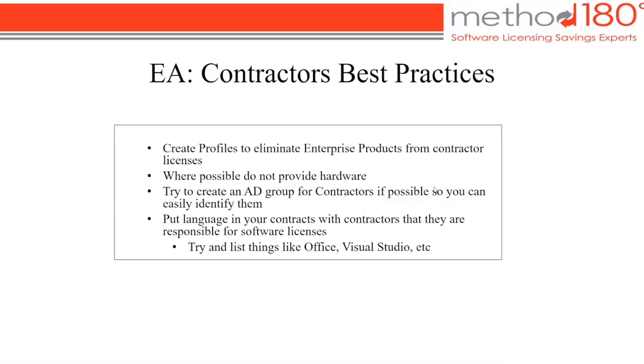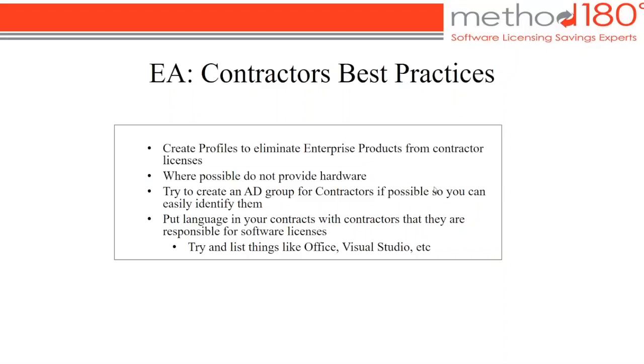And I talked about some of these, these are sort of what we'll say are the best practices: create profiles to eliminate enterprise products from their licensing stack, so to speak. Where it's possible, if you can get away with it, do not provide them hardware, because if you're providing them hardware, Microsoft's going to really focus in on that, and it'd probably be hard to negotiate there. One of the things that I do say is, from an auditing perspective, if possible, put your contractors in an AD group so that they're easy to identify, if you have exceptions around when and how and who you need to license.